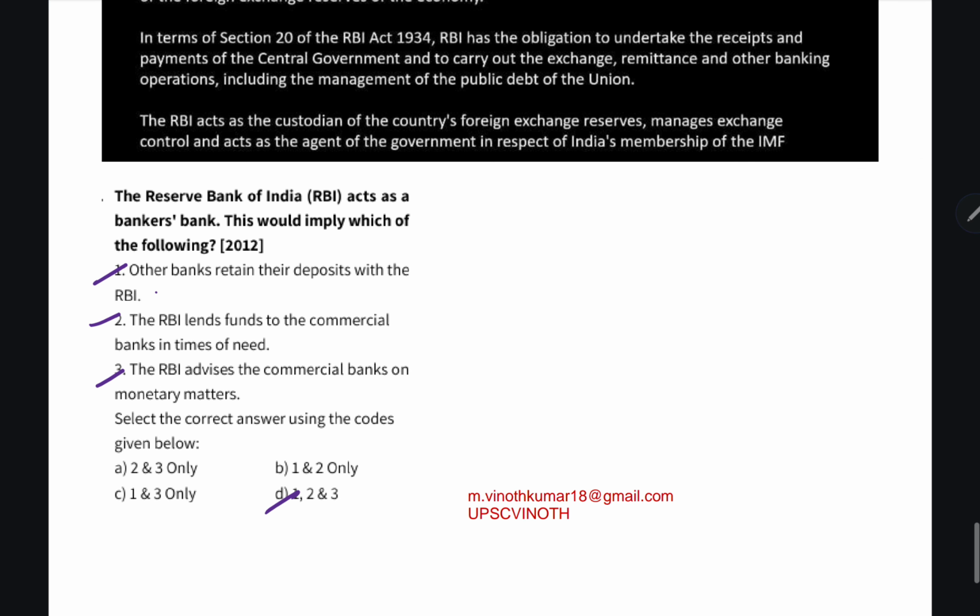Why is it called banker of banks? RBI is called banker of banks because it lends to the banks. Other banks retain their deposits with it. It's very simple. The public deposit their money at banks. Banks deposit their excess money at RBI. Then it is the bankers' bank. The RBI lends funds to the commercial banks. Yes. Because of this only, it is called banker of banks. So RBI advises the commercial banks on monetary policy. Yes, all three are correct.